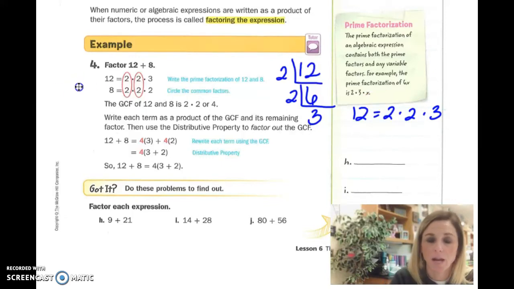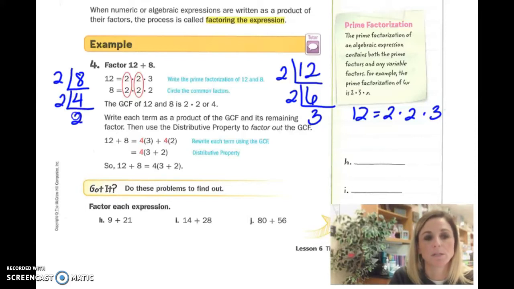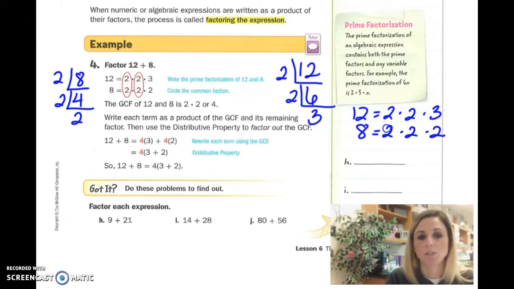I'm going to do it again for 8. So here I have 8. I know 8 is composite, it is not prime, so I'm going to take out a prime number, which is 2. 2 times 4 is 8. Well, I know 4 is still a composite number, so I need to take out another prime number, which is 2, because 2 times 2 is 4. So now my prime factorization for 8 is 2 times 2 times 2.